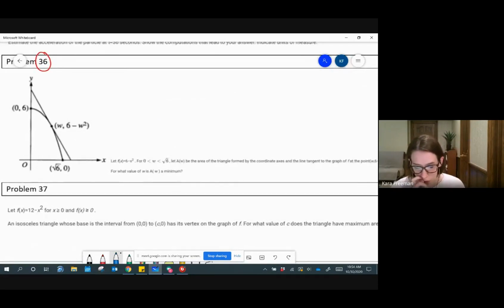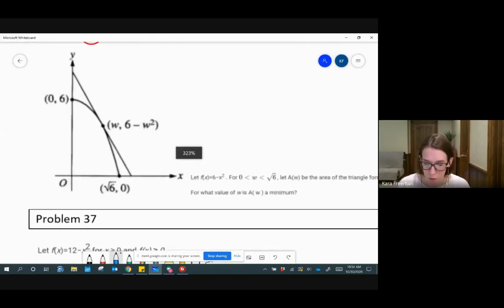Let f of x equal 6 minus x squared. For w between 0 and square root of 6, let A of w be the area of the triangle formed by the coordinate axes and the line tangent to the graph of f at a point on that parabola. Let's look at this diagram to understand what we're talking about.